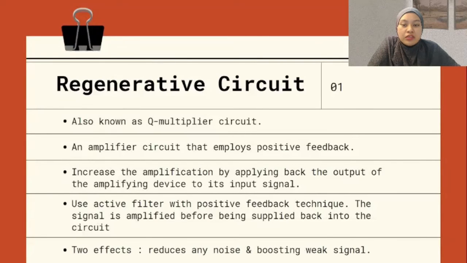The first one is the regenerative circuit, also known as the Q multiplier circuit. It is an amplifier circuit that employs positive feedback. It increases the amplification by applying the output of the amplifying device back to its input signal, and uses an active filter with positive feedback technique. The signal is amplified before being supplied back into the circuit. Thus, it gives two effects, which are reducing any noise and boosting weak signals.